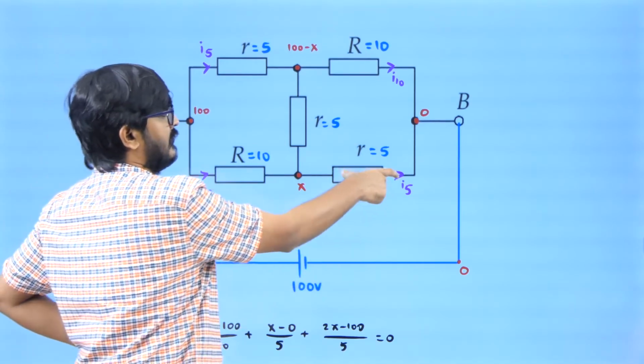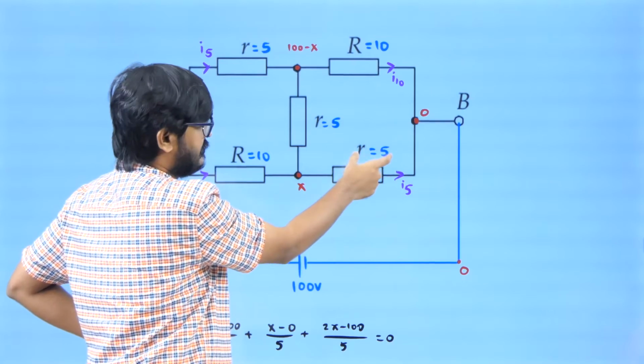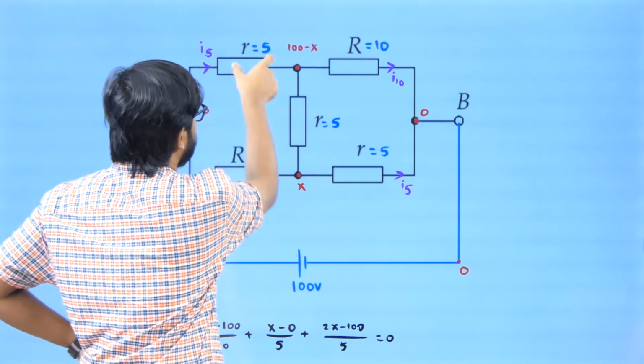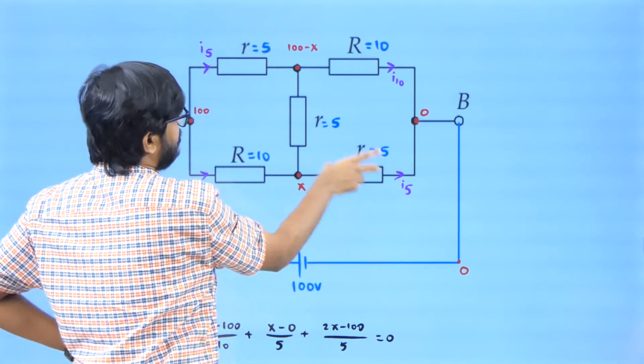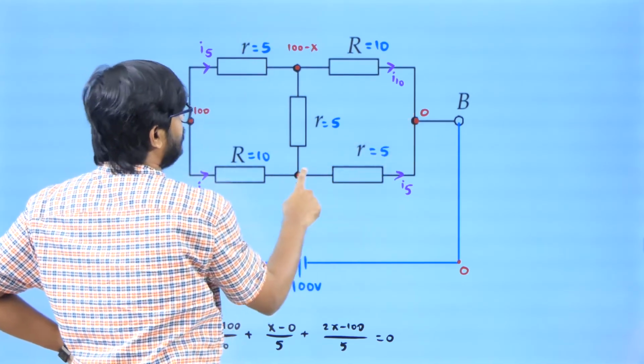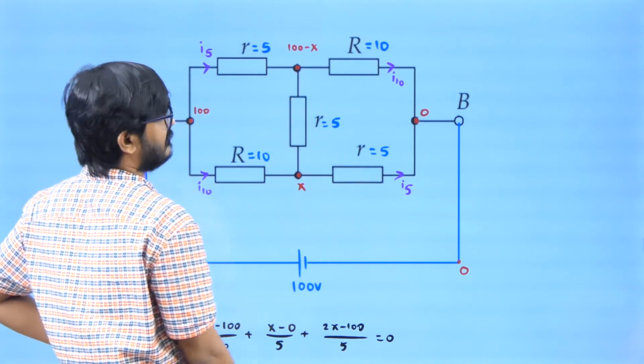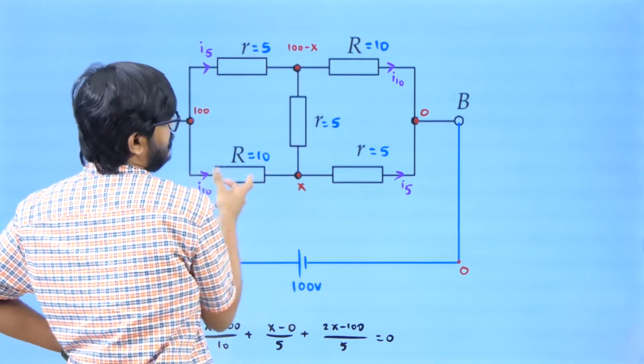Now, this resistance is 5 and this current is I5. This resistance is 5 and this current is I5. So this potential difference and this potential difference must be same. I assume it as X. Potential difference is X, so this potential difference has to be X. So this has to be 100 minus X. 100 minus X. Now, the same thing, fine.